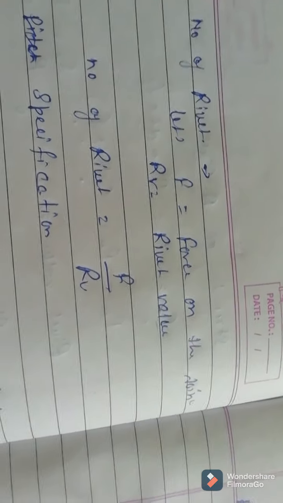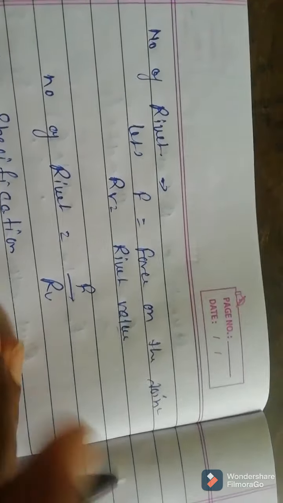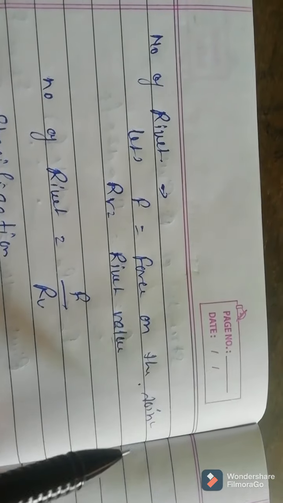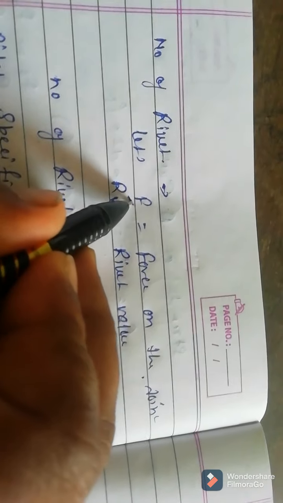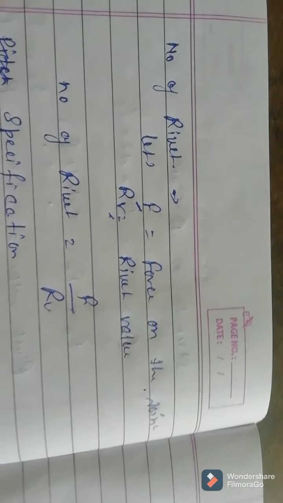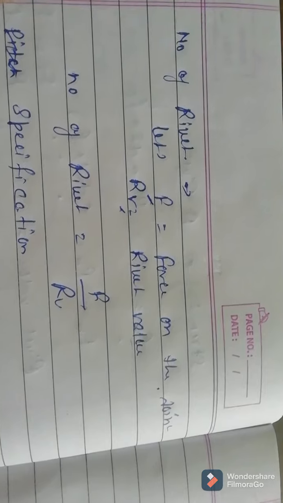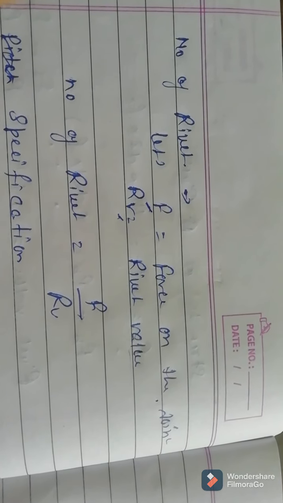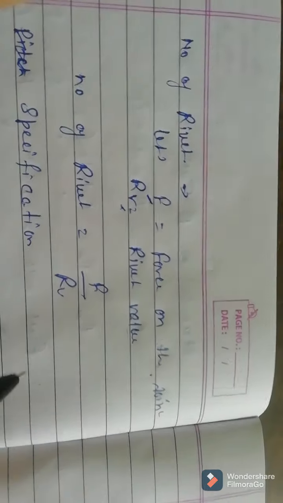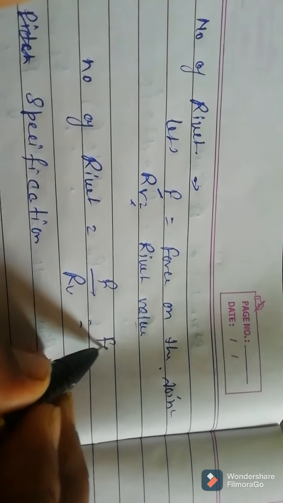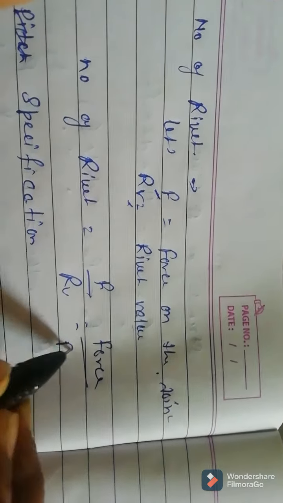So let's define F, that is capital F, or P, the force on the joint. So you are going to design for F force. RV is the rivet value. So what is the rivet value? That is the minimum of shear or bearing. So number of rivets equal to the force F upon the rivet value.